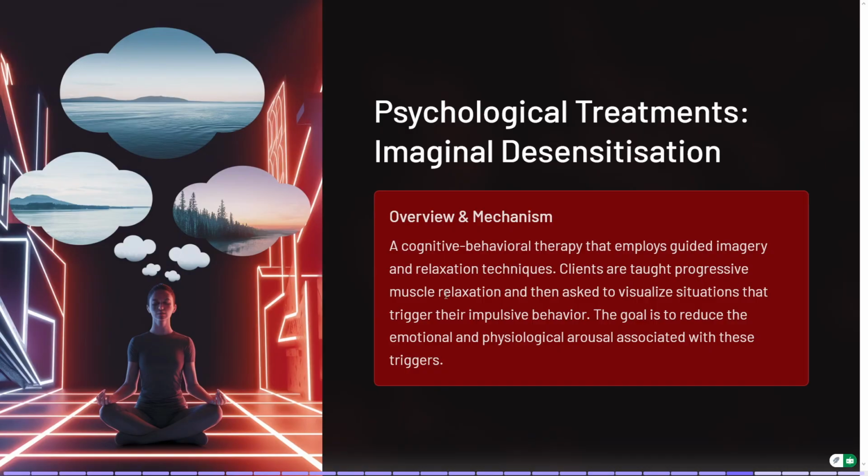Clients are taught progressive muscle relaxation as well, and then asked to visualize situations that trigger their impulsive behavior. So you think about the situation that actually triggers the urge. Now, the goal is to reduce the emotional and physiological arousal associated with this trigger. Physiological arousal is basically, let me say, one way to experience emotion is through physiological arousal, talking about your heartbeat increasing.